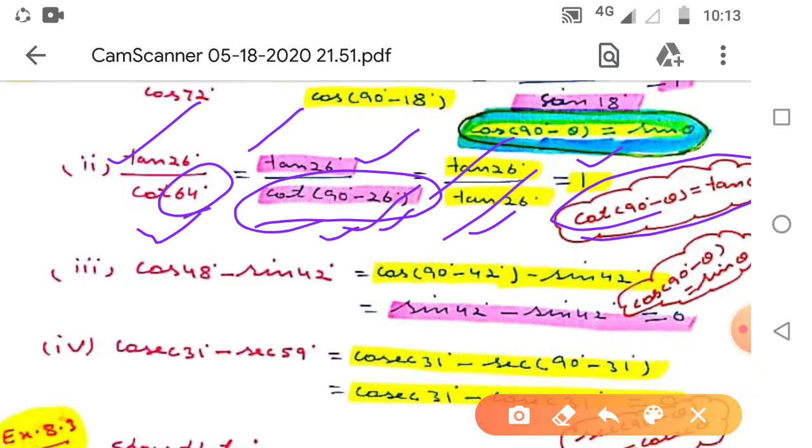The third part is cos 48 minus sin 42. So instead of writing 48, we write 90 minus 42. So cos 90 minus theta is sin theta. Sin 42 minus sin 42 is 0.